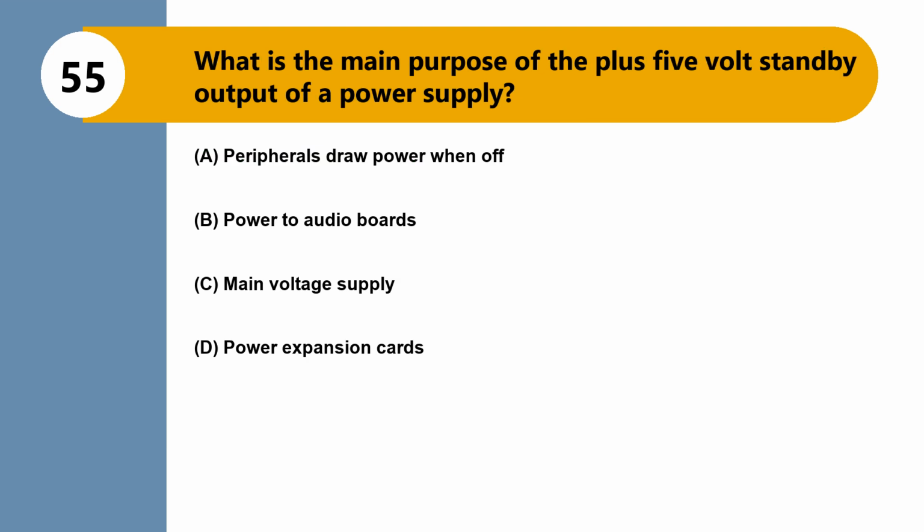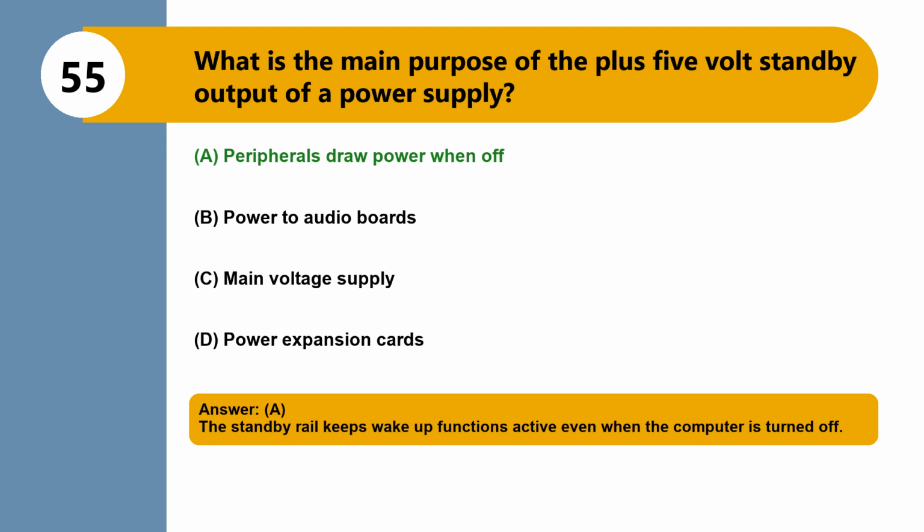Question 55. What is the main purpose of the plus 5-volt standby output of a power supply? Option A, peripherals draw power when off. Option B, power to audio boards. Option C, main voltage supply. Option D, power expansion cards. The correct answer is option A, peripherals draw power when off. The standby rail keeps wake-up functions active even when the computer is turned off.